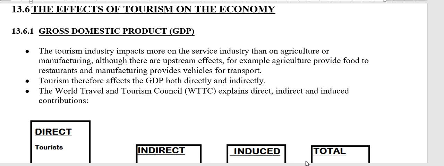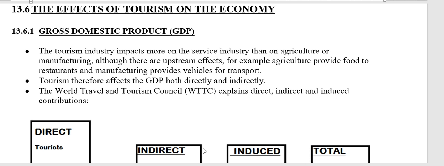Today we are doing the first of the essay questions in chapter 13, which is the effects of tourism on the economy. This is on page 112 of your textbook. Okay, so we are going to look at the effects of tourism on the economy relating to specific aspects of the economy. So the first aspect of the economy that we're going to be looking at is the GDP. What effect does tourism have on the GDP of South Africa?